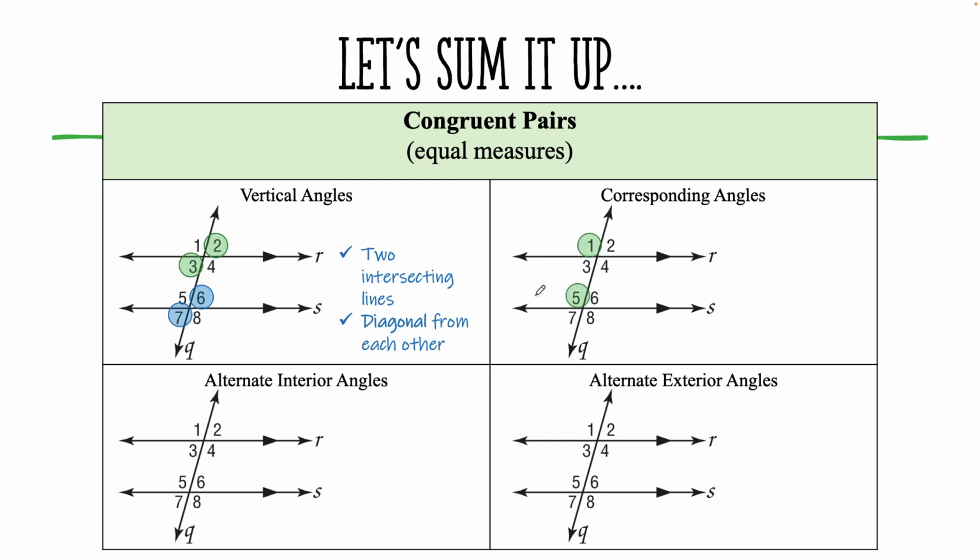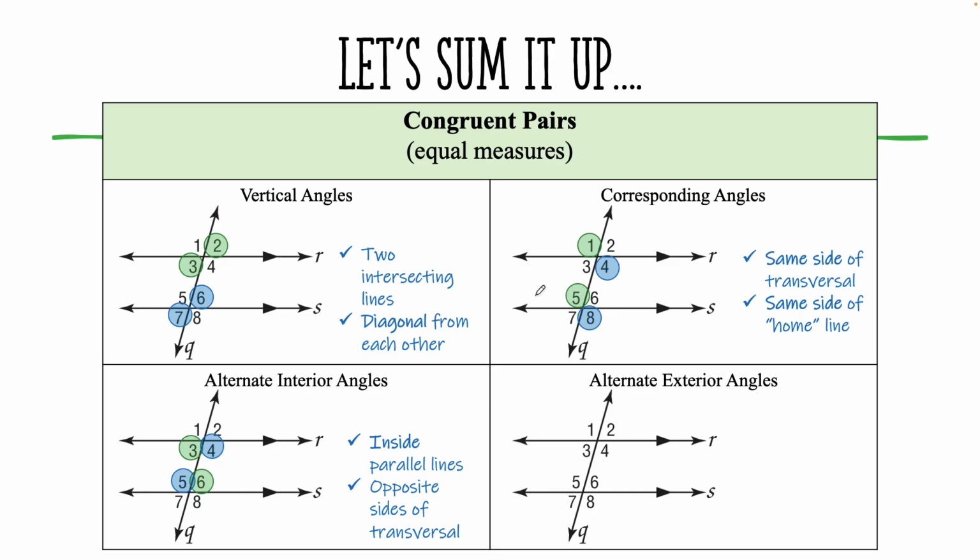Corresponding angles are also congruent. So angle 1 is congruent to angle 5, angle 4 is congruent to angle 8. Corresponding angles are on the same side of the transversal and sort of on the same side of their home line. Alternate interior angles are also congruent. Those are on the inside of the parallel lines, opposite sides of the transversal. And then alternate exterior angles, which are outside the parallel lines and opposite sides of the transversal. Hopefully that summing it up kind of keeps it all straight in your head.